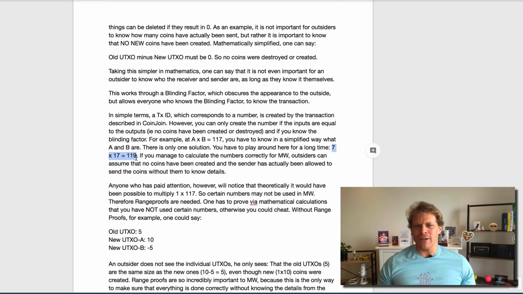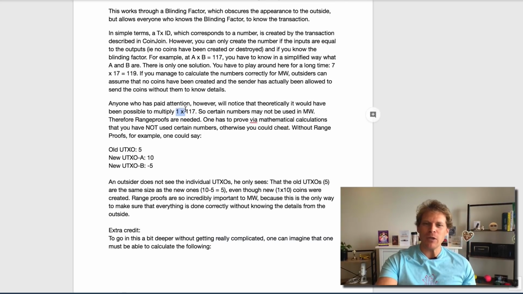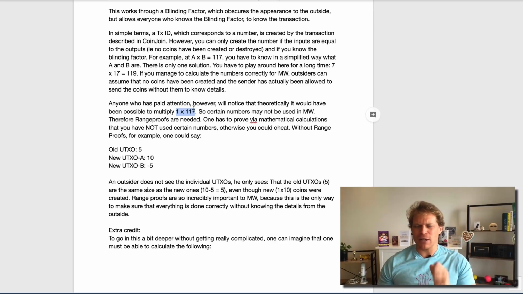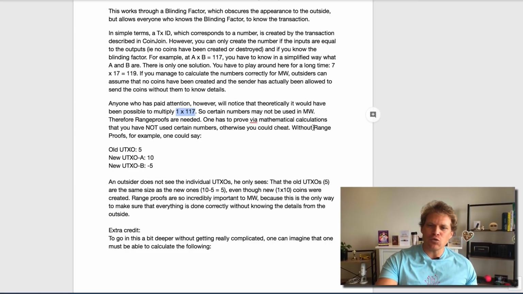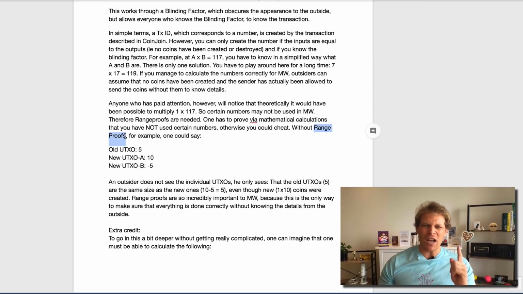Now, here's the trick though. There was a second solution, and for those of you that paid attention, you notice, it would be 1 times 117. And in the case of Pedersen commitments, it's actually 0, but in this case, we're just using 1. And so I could use A equals 1, B equals 117, and I still get the same number. That's why we need something called range proofs. And these range proofs are super essential. They're super essential because what I could do otherwise is the following.